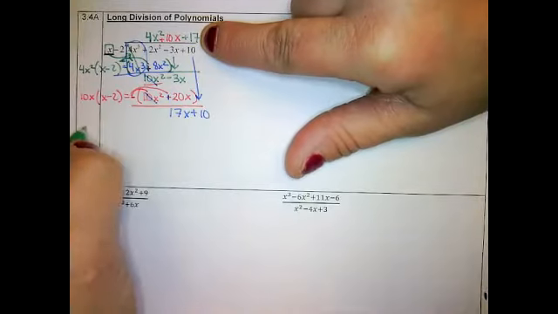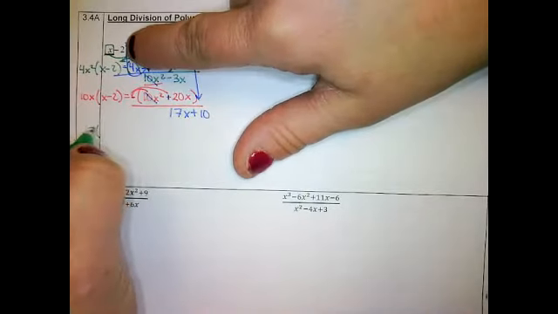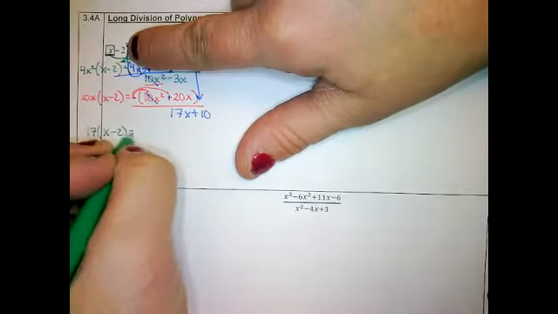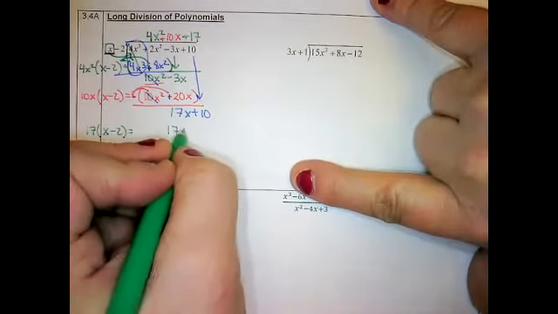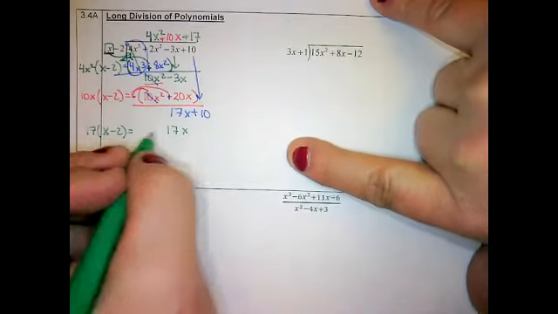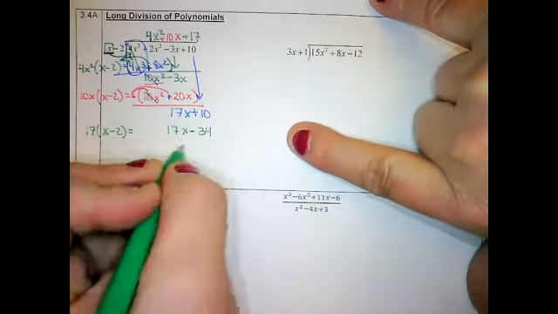Now I'm going to take this 17 and I'm going to multiply it by what I'm dividing by. So 17 times x is 17x. And 17 times negative 2 is negative 34.